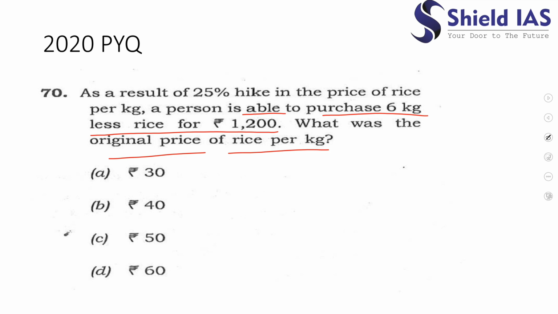So let the original price of rice per kg be rupees 30. Then initially the person would be able to buy how many kilograms? 40 kilograms of rice in 1200 rupees. Now the price has been hiked by 25%. What is 25% of 30? It is nothing but 30 by 4, which comes out to be 7.5. So the new price is 37.5.